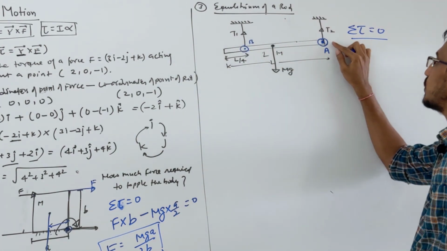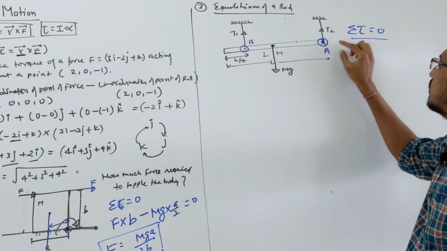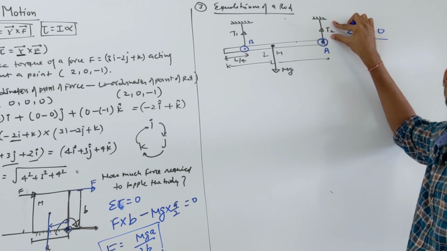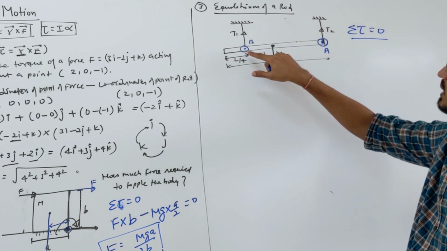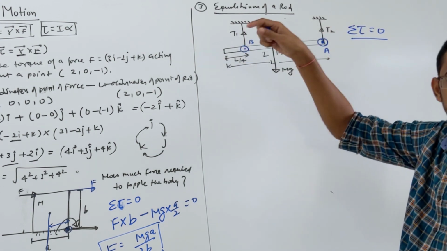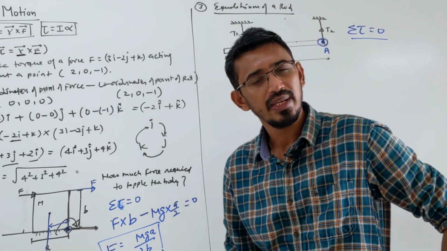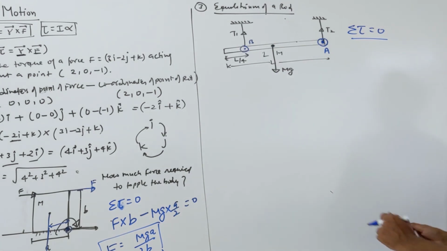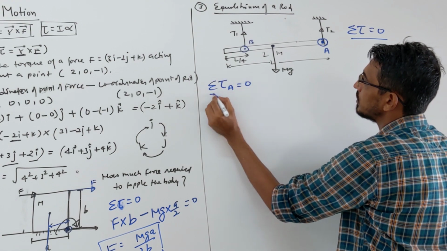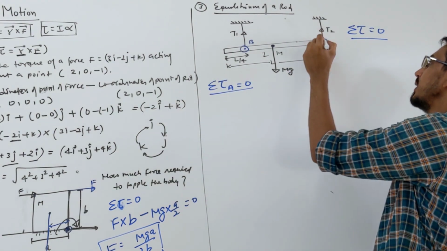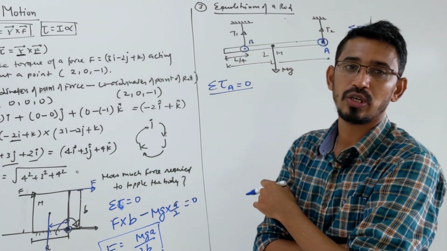Suppose I choose point A, where the net torque should be 0. Why am I doing this? So that the torque due to T2 becomes 0 directly, because there is no distance, it is acting through that point itself. If you choose here, then the torque due to T1 directly becomes 0. So the calculations become easy if you choose the point where some unknown force is acting. Net torque at point A should be 0, because it is under rotational equilibrium.